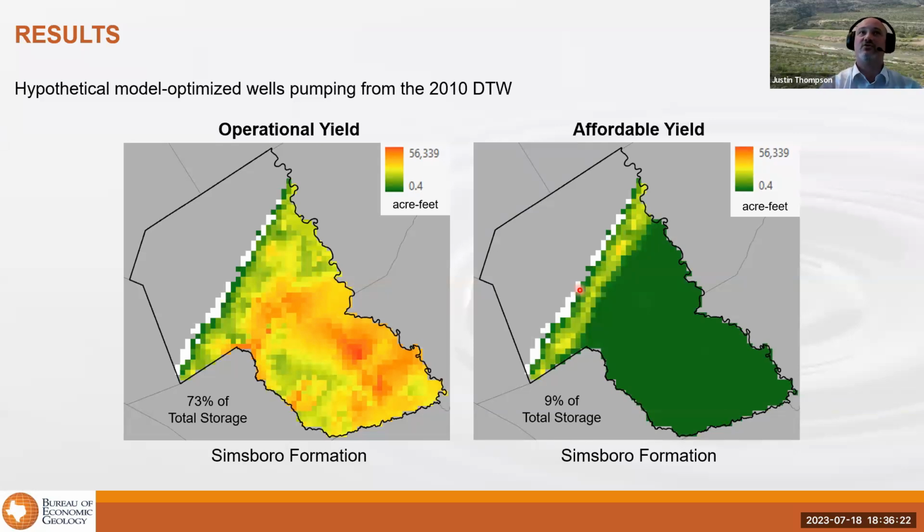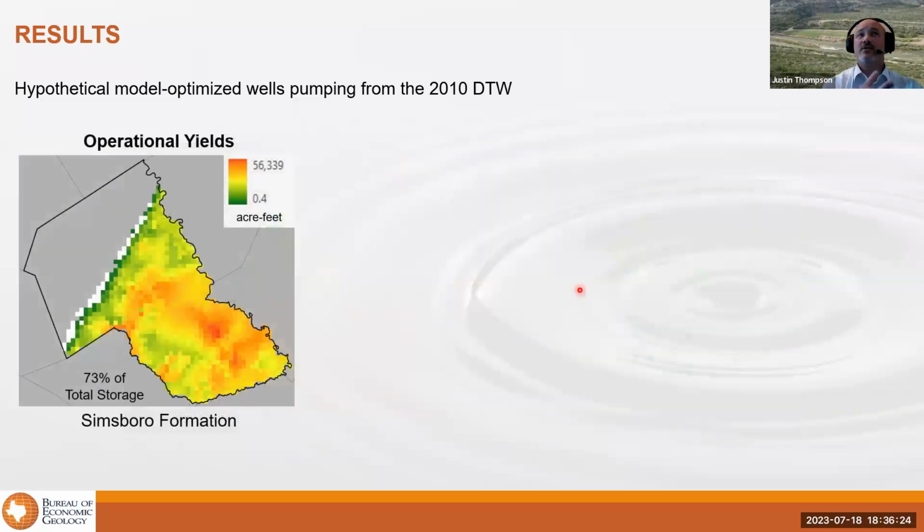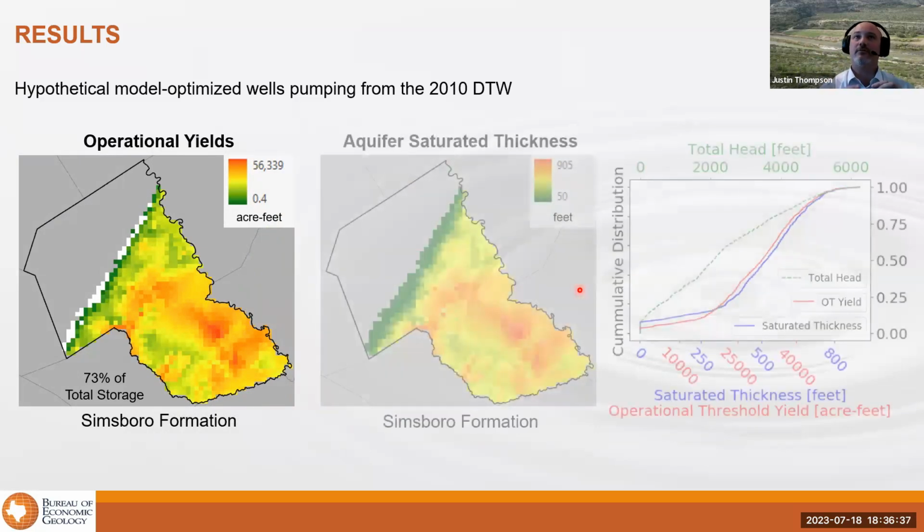Now, so let's look at these drivers. What's going on there? Okay, so operational yields, that's the figure you just saw, which again, just by reference, I wouldn't use it that way, but for reference is about 73% of total storage. What's driving that? Well, I kind of already told you, right?